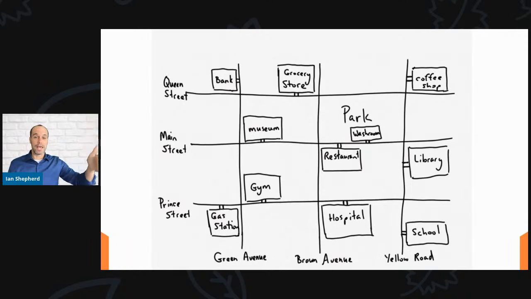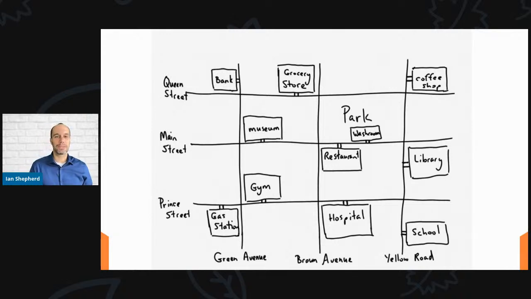Up and down, we have avenues. So where am I? This way. First one is Green Avenue, Brown Avenue, and then Yellow Road. I changed it up a little bit. So the main streets in our map: Queen Street, Main Street, Prince Street, Green Avenue, Brown Avenue, and Yellow Road.